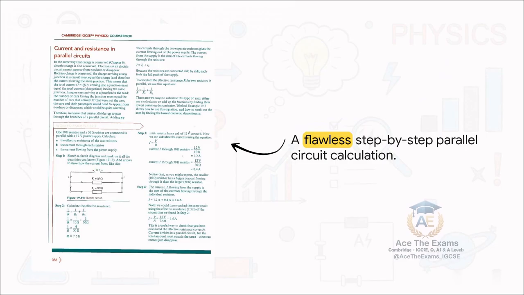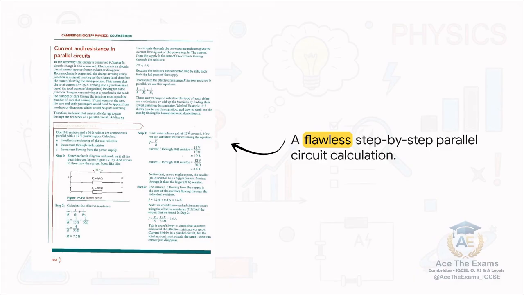We've got a 10 ohm and a 30 ohm resistor in parallel. Step 2, we set it up. 1 over R equals 1 over 10 plus 1 over 30. We find the common denominator of 30, making it 3 over 30 plus 1 over 30, which gives us 4 over 30.